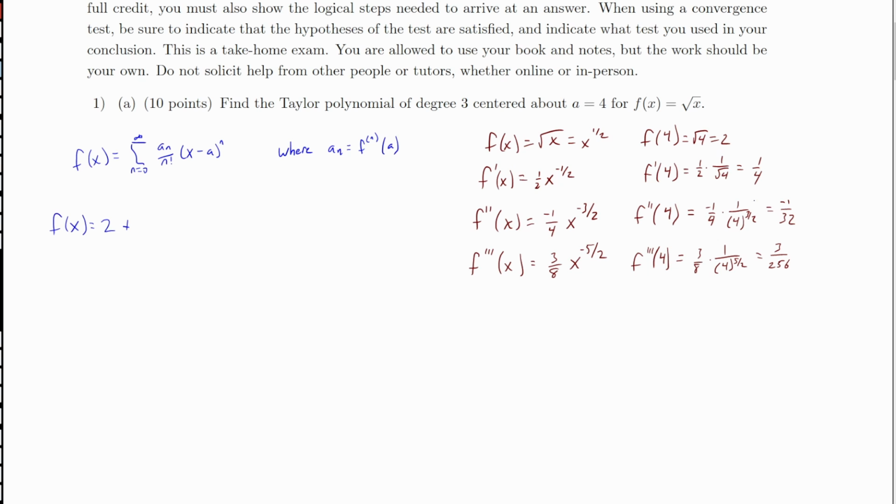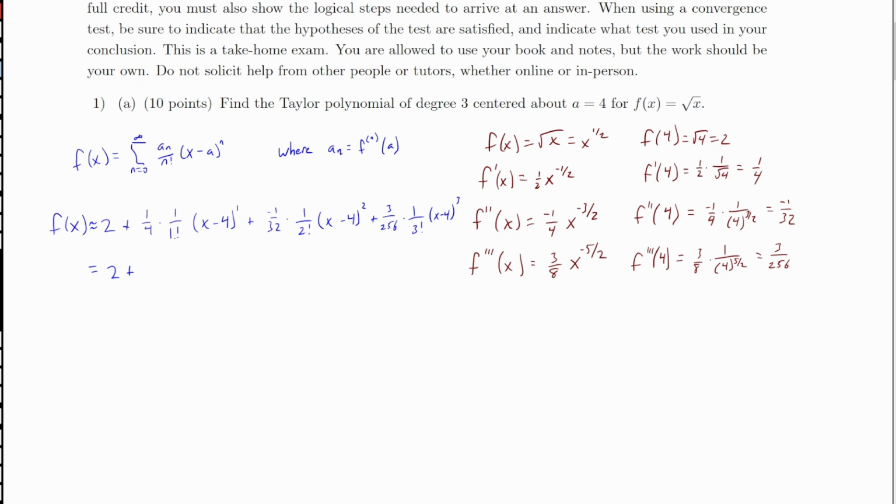Our second term, we have a 1/4 divided by 1 factorial, times x minus 4 to the power of 1. Then we have a negative 1 over 32, times 1 over 2 factorial, times x minus 4 squared. And finally a positive 3 over 256 times 1 over 3 factorial, times x minus 4 cubed. So that's degree 3, so that's as far as we're going to go approximating here because we're only using degree 3. Okay, so let me just clean this up a little bit.